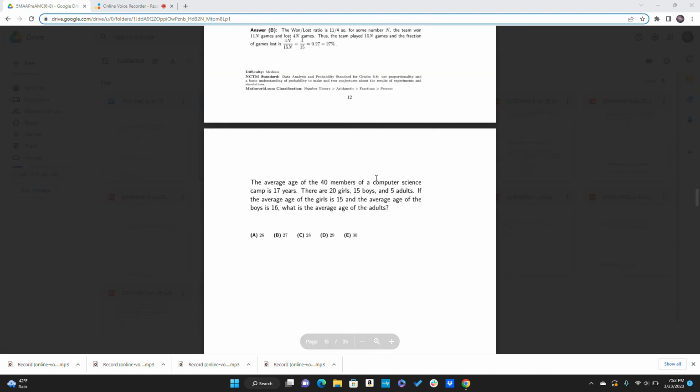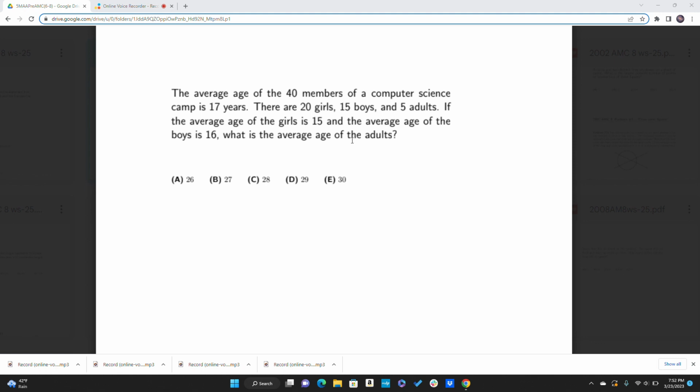Continuing on. Got the average size of the 40 members of the camp. 20 girls, 15 boys, 5 adults. Average age for girls is 15. Average age of boys is 16. Right?